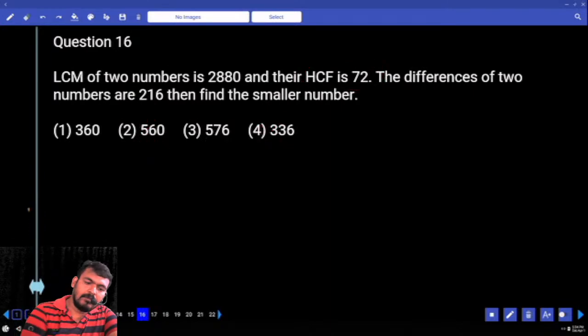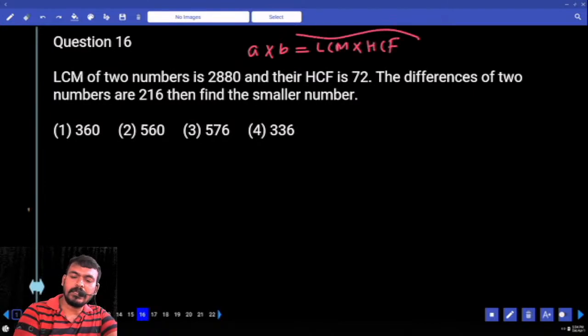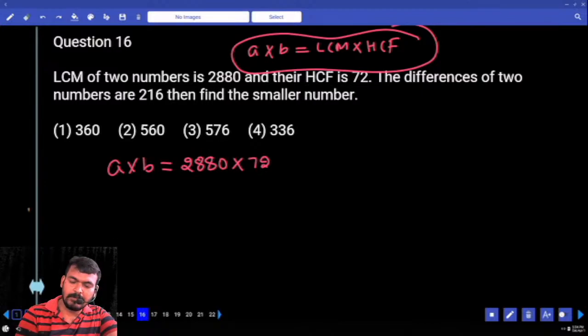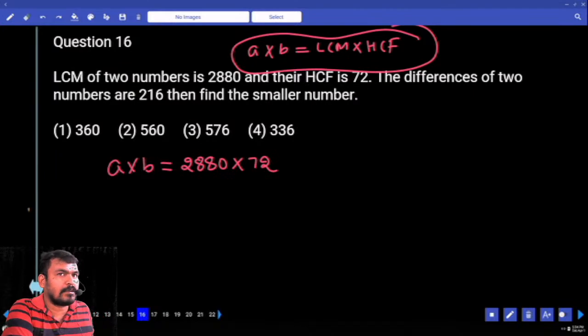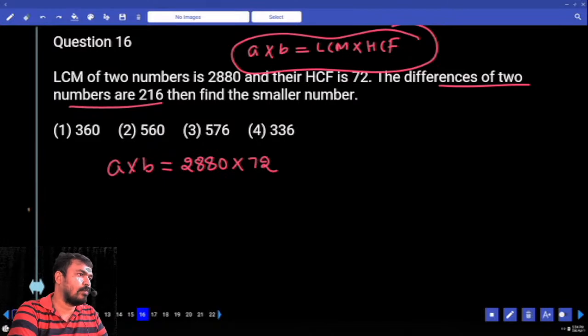Or, we know the LCM of the two numbers and we know the HCF of the two numbers. Already we know the concept: the product of the two numbers is the same as the product of their LCM and HCF. A into B is equal to LCM into HCF, 2880 into 72. Right hand side has 2 factors. But those two numbers' difference is 216. Means the right hand side we have split into 2 factors, and those two numbers' difference must be 216.